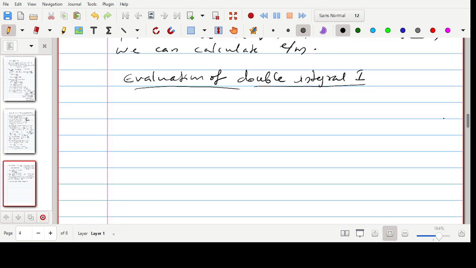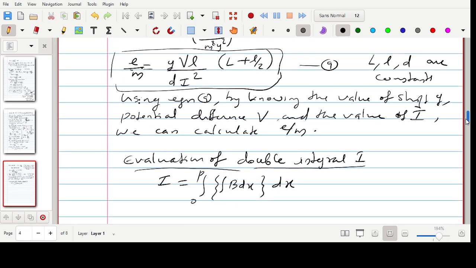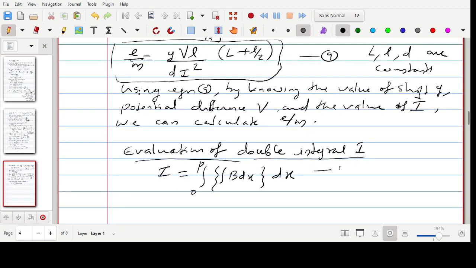There are different ways to evaluate the double integral I. Here I will use a tricky way to evaluate the double integral. What I will do is, see, the double integral I is equal to integral b dx, then integrating this from 0 to p. So this is our double integral. I am giving this equation number 10.